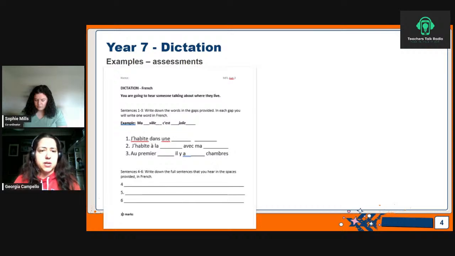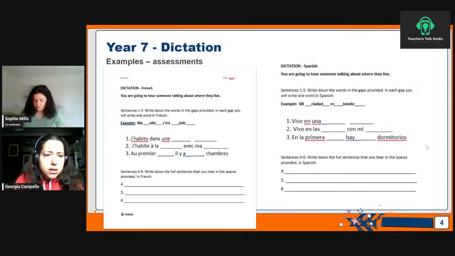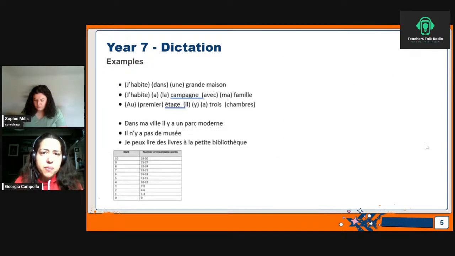So this one was low stakes because we got them to mark it themselves. So we've got the... sorry, I can't see the next bit coming up yet. There you go. And then we use the mark scheme there, similar to the GCSE.